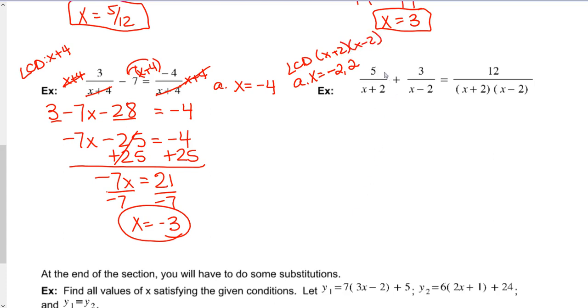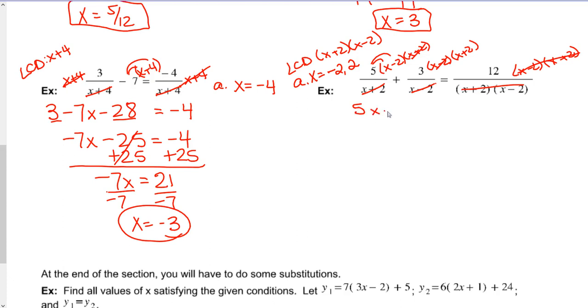Okay, so I'm going to multiply every single term by that. x minus 2, x plus 2, x minus 2, x plus 2, and an x minus 2, x plus 2. Okay, so now this cancels with that, and these two cancel with all of that, getting rid of all those fractions, and that's our goal. But be careful here, I have to distribute.